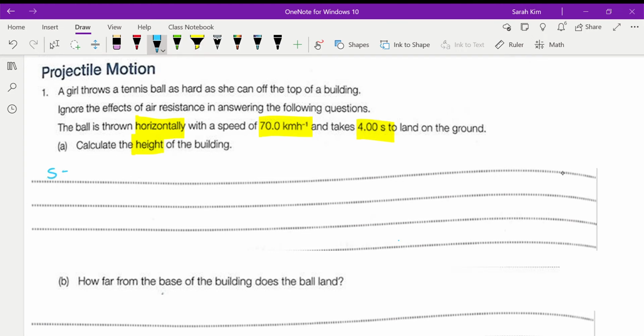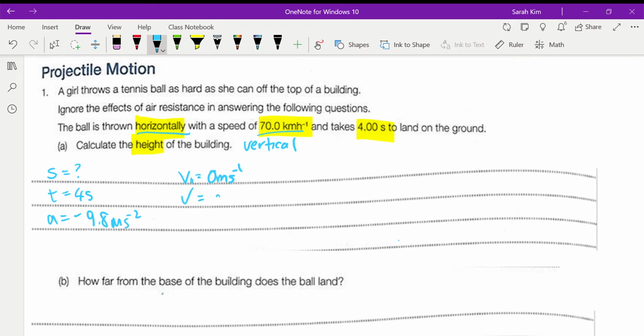Alright, so let's write some facts down. Now, height is a vertical component, so we only look at vertical components for this one. My time is 4 seconds. My acceleration is obviously going to be 9.8 meters per second squared. Now be careful when you write your velocity. You would think it's 70 kilometers per hour, but remember that's a horizontal component. Initially, there's actually no vertical component, so it's actually 0.